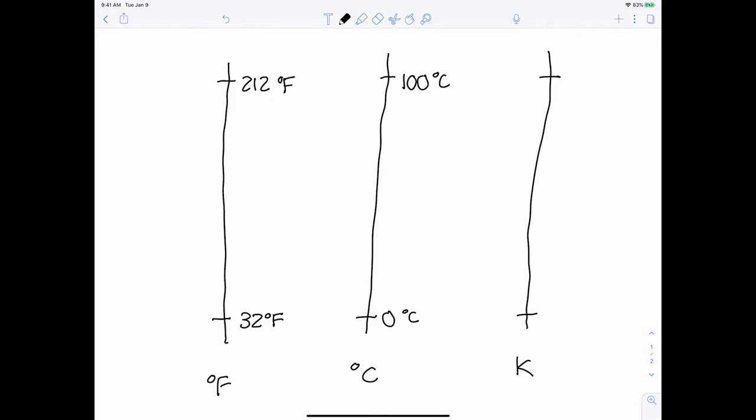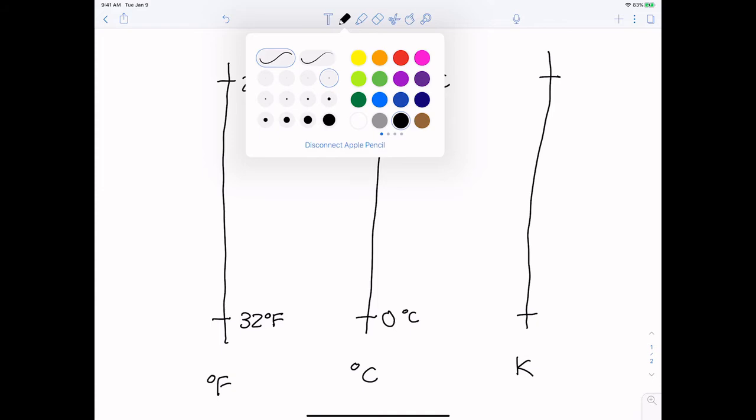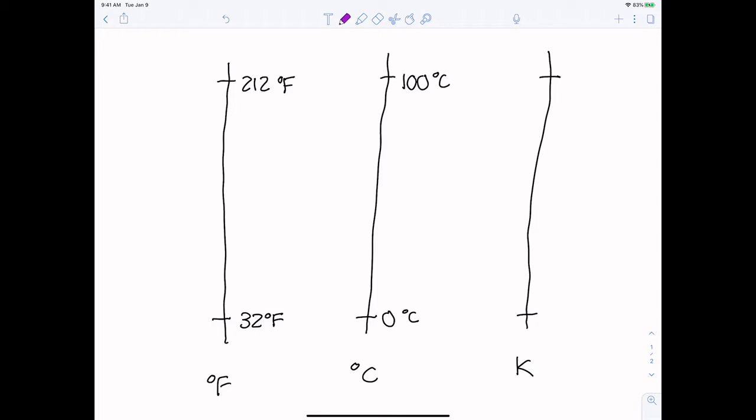So if we were to count the number of degrees between the freezing and boiling point in the Celsius scale, we would end up with 100 degrees, right? If we were to put a little tick mark at every degree, there would be 100. And if we were to do the same thing on the Fahrenheit scale, I'm going to take 212 and subtract 32 from it, I'm going to get 180.